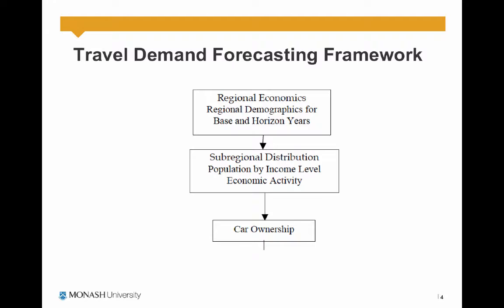Next step is car ownership. After we know how many people with what levels of income live in different areas of the city, we model or we predict how many of them have cars, how many cars each household has. In fact, this car ownership level can actually move a little bit downward too. We will talk about it later, but you can do that in a different stage of the framework.